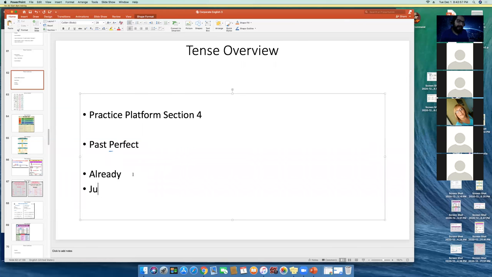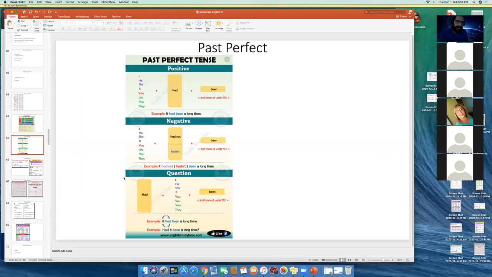All righty then. Okay. So we're going to continue with the tenses. And I had this one for you guys where, as you guys can see, you're still using past perfect. Okay. And the format for positive, the formula for negative, and then the question. And so you could say something like, it had been a long time. Okay. And so here we have the word it. Then we include the word had.